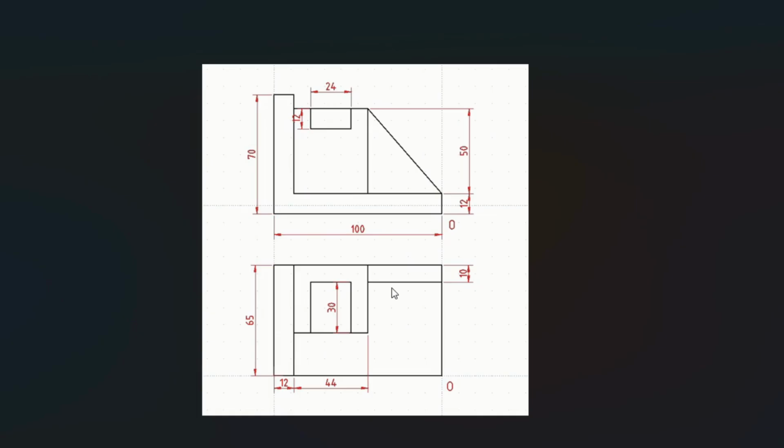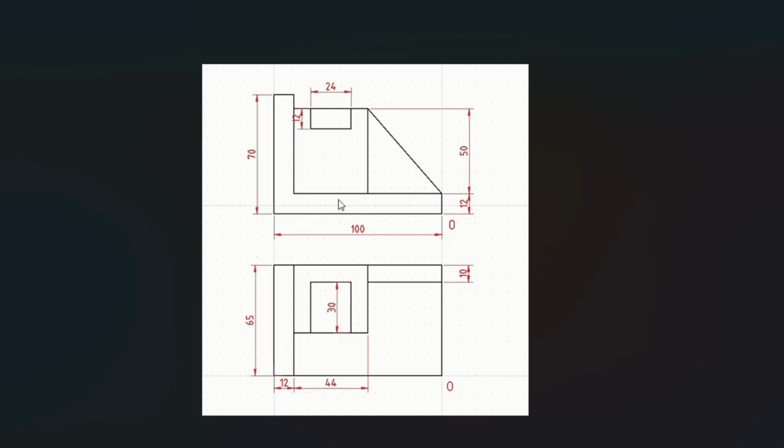Now, in this diagram, this is the front view and this is the top view, and this is the origin. So this point will come at our origin in our isometric view. The overall length, that means along the x-axis, is 65 mm. The overall width, along the y-axis, is 100 mm. And the overall height, along the z-axis, is 70 mm.